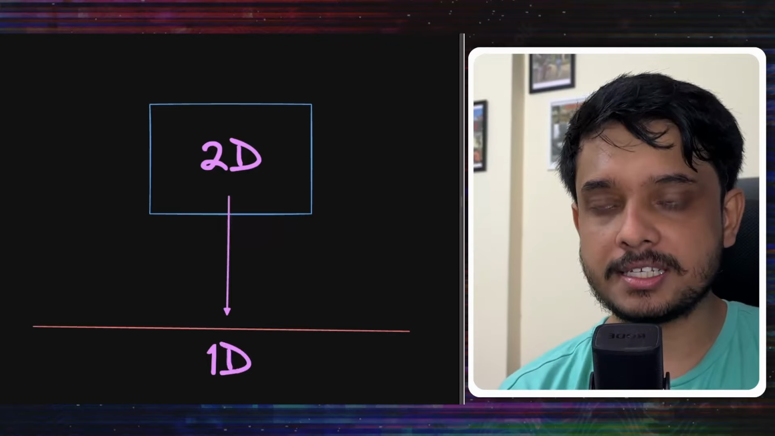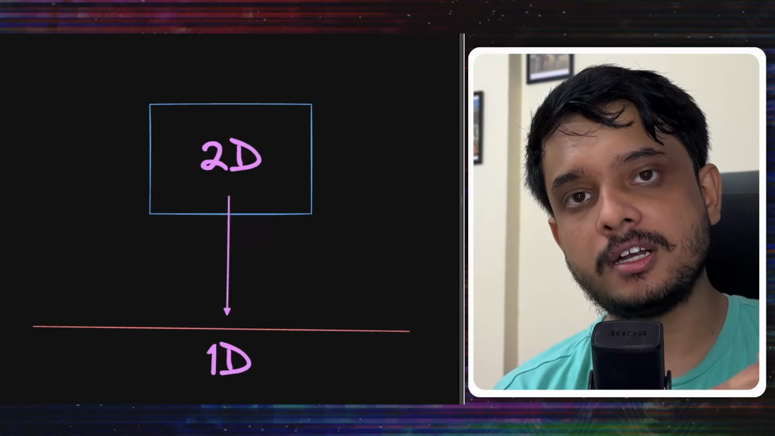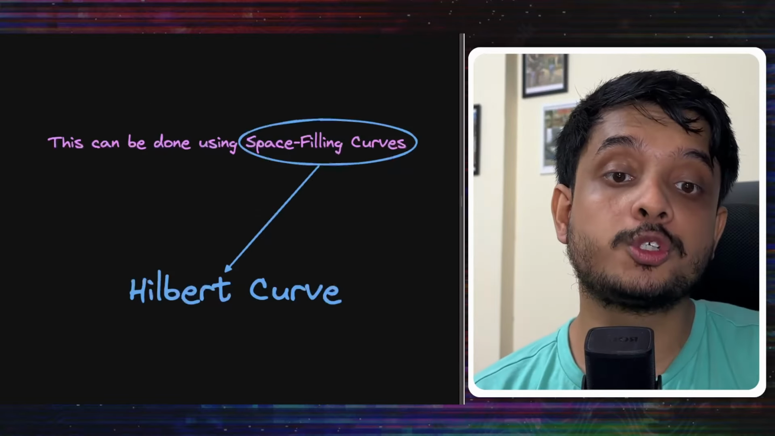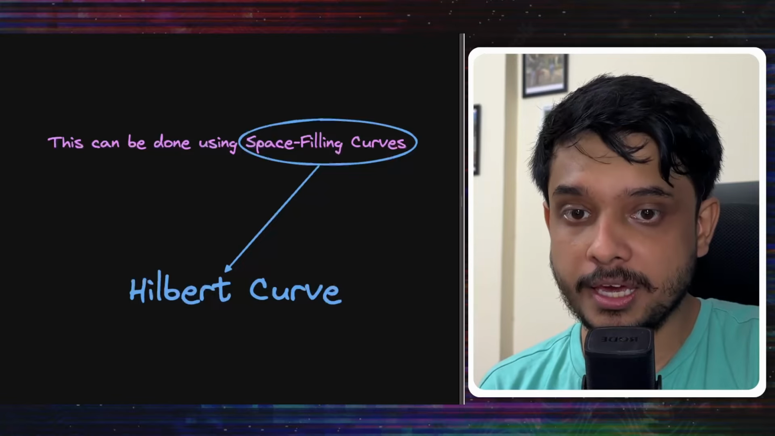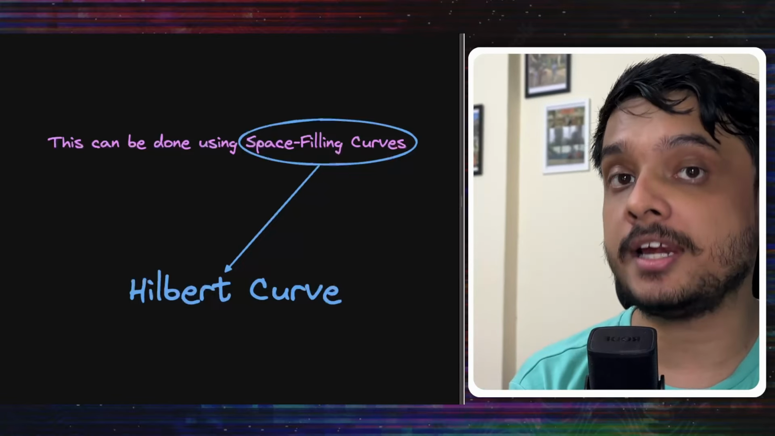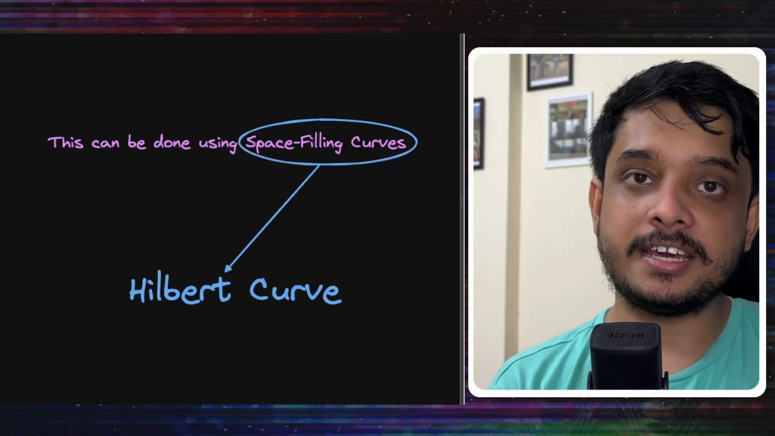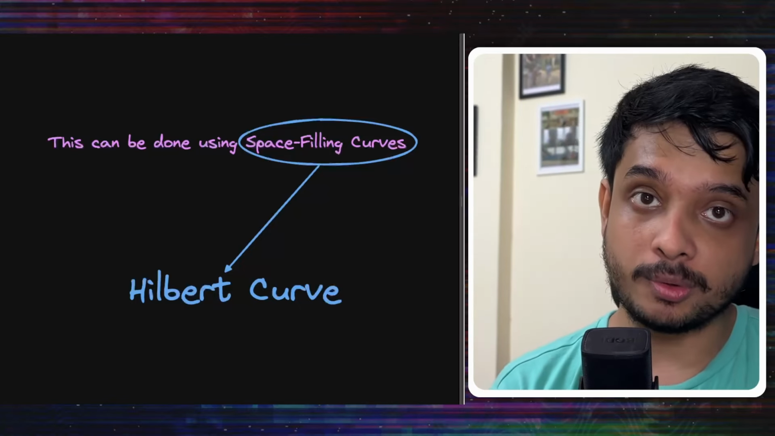But we'll have to find some way to represent that 2D map as a 1D line and convert coordinates between them. There is this mathematical idea called space filling curves, and they are meant to map a 1D space or a line to a higher dimensionality space like a 2D map. For our use case, there is a very good space filling curve called Hilbert curves, which we will try to understand.